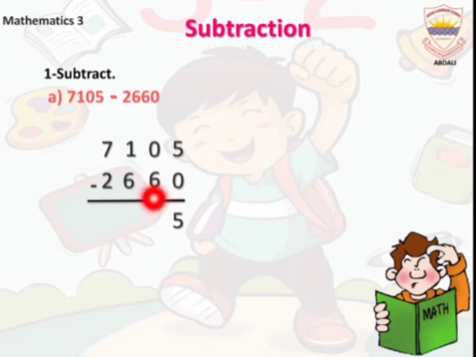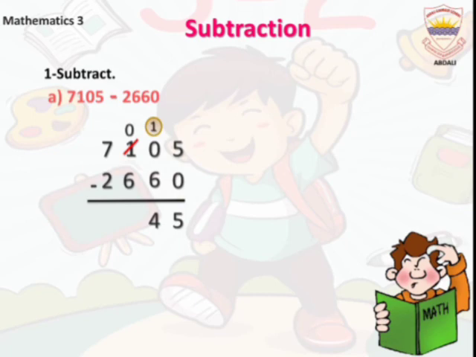When we subtract 0 from 5, we get 5. Now students, at tens place, on top of 6, 0 is there. So what do we do? We borrow 1 from hundreds place. At hundreds place, 1 is there. So we borrow 1 from hundreds place. Now students, we subtract 6 from 10. When we subtract 6 from 10, we get 4.